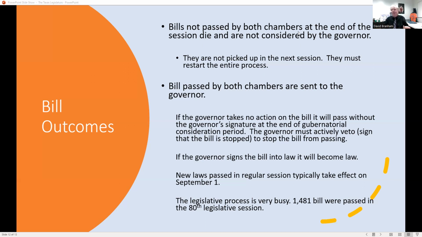The legislative process is very busy. One tidbit: the 80th legislature passed 1,481 bills. It's not unusual for between 1,400 and 2,000 bills to get passed in a session. That's a lot of bills. It's a lot of work. It's a lot of committee work. It's a lot of assignments. It's a lot of writing. Being a legislator is hard work.